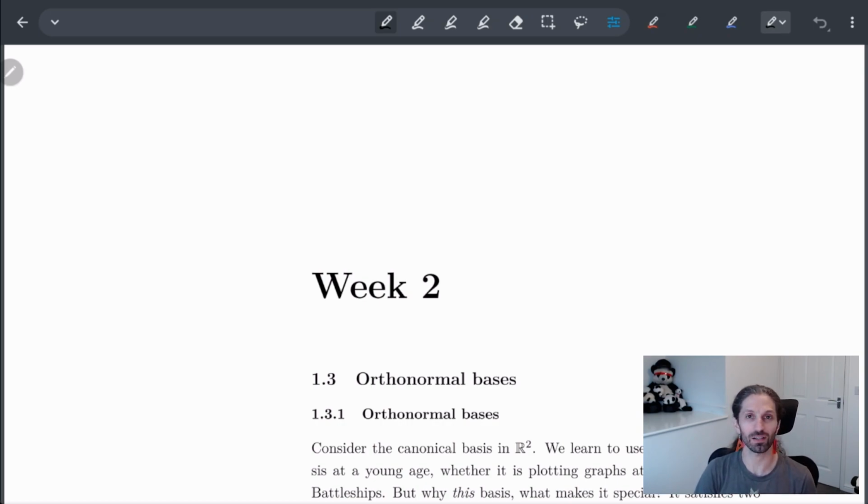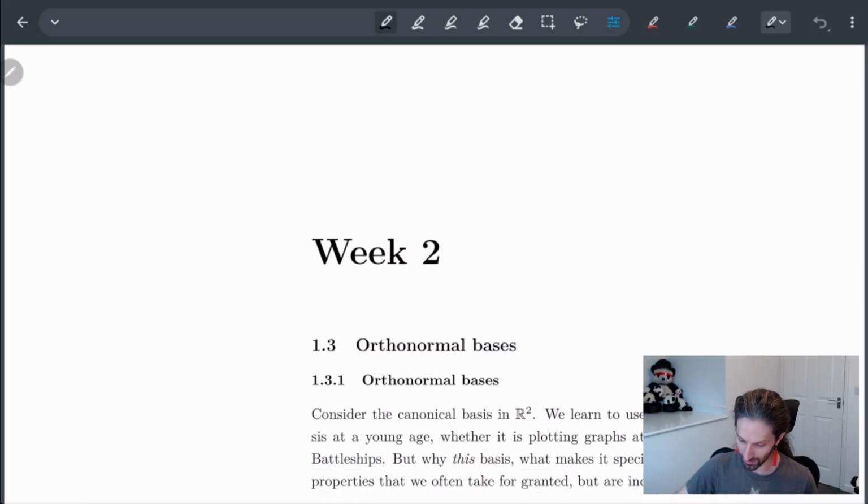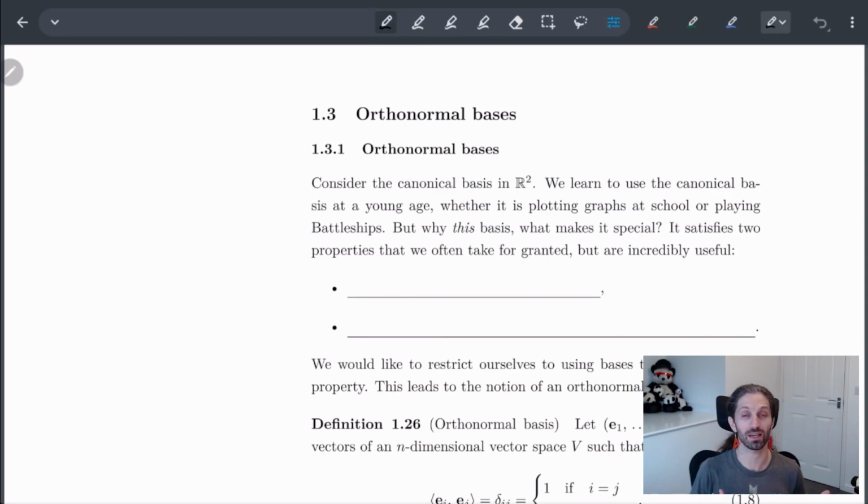Last week we learned quite a number of things. We talked about vector spaces, bases, linear independence, spanning, and all these nice little things. But what we're going to start off with today is a particularly nice basis and how to replicate this in a more general setting. This is going to be called orthonormal bases, which is what this next chapter is on.